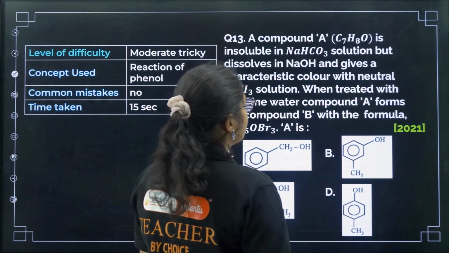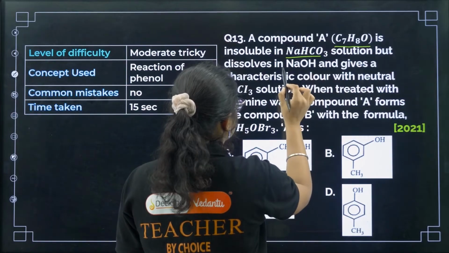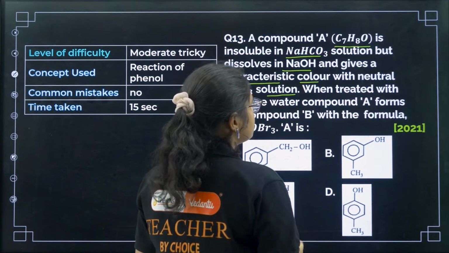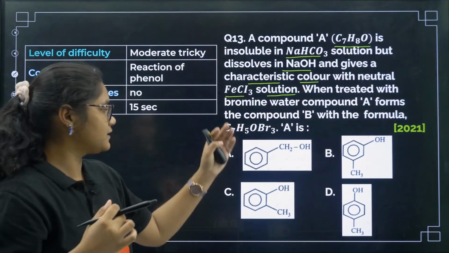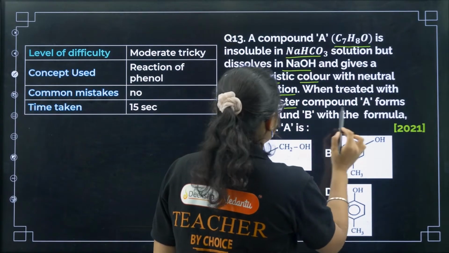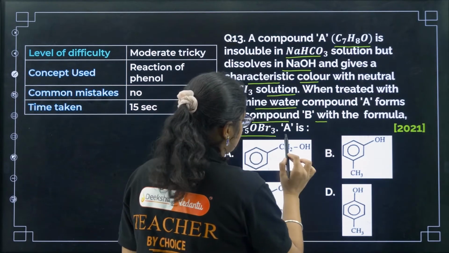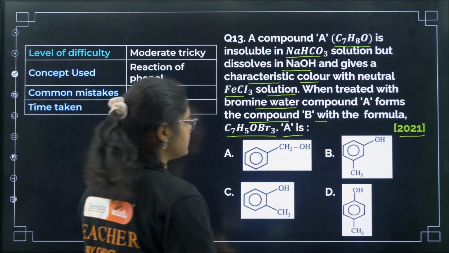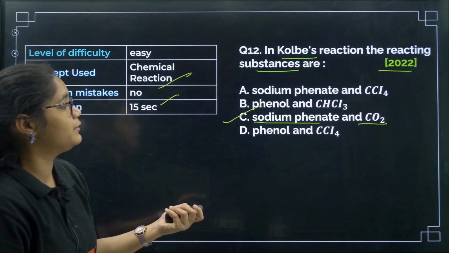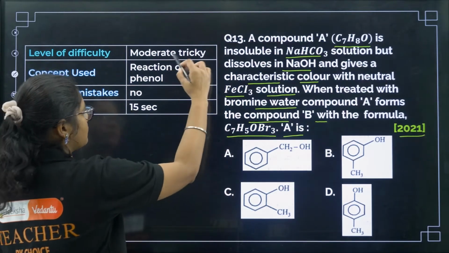Next question, number 13. A compound A, C7H8O, is insoluble in NaHCO3 solution but dissolves in NaOH and gives a characteristic color with neutral FeCl3 solution. So this automatically tells you that a characteristic color with FeCl3 means it has to be a phenol group. On treatment with bromine water, A forms the compound B with the formula C7H5OBr3. What is A? In 2021 the same question was asked, like we just discussed, right? In 2022 also the same question was asked, but the options were a little different.